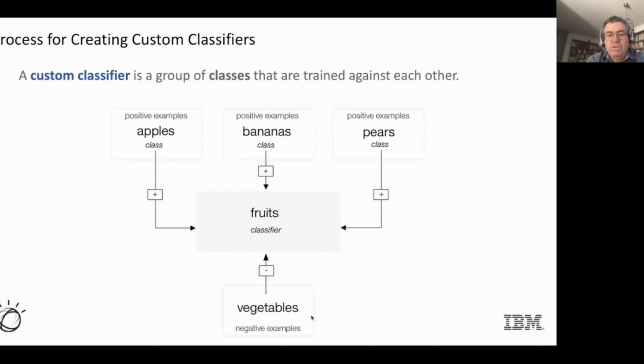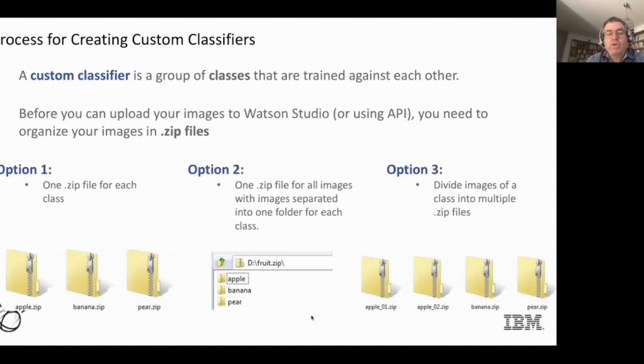You will need to do some grouping and some preparation for that. So you will organize your files into zip files. Either, in option 1, a zip file of all the apple pictures, a zip file of all the banana pictures, a zip file of all the pear pictures, sorry. Or you can do different things.